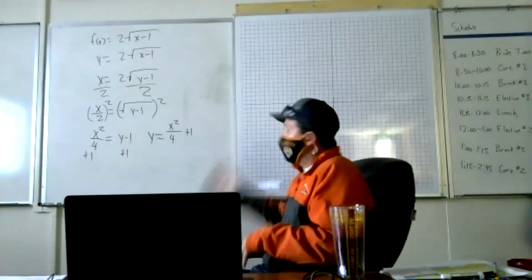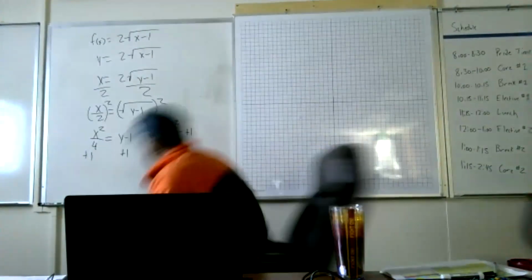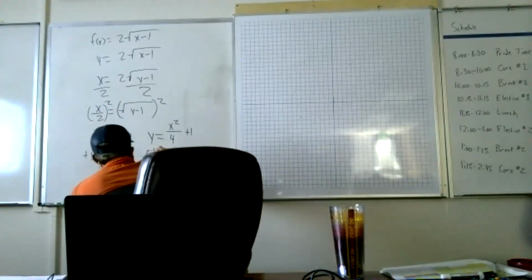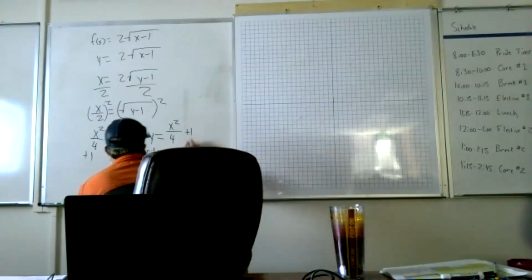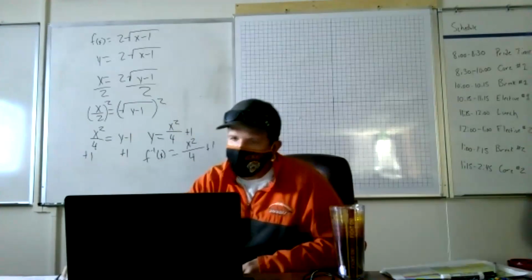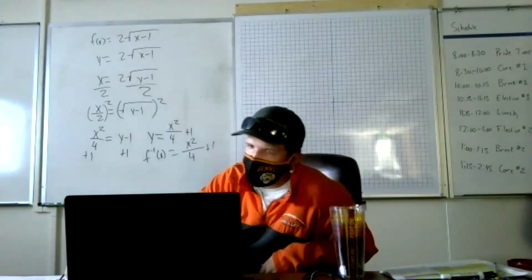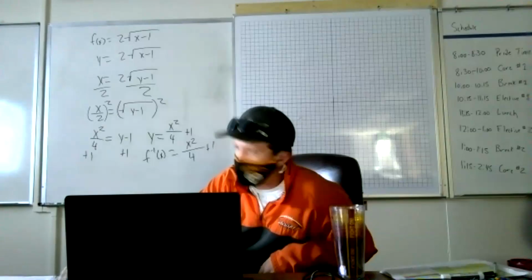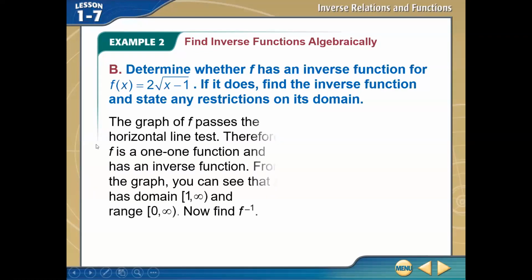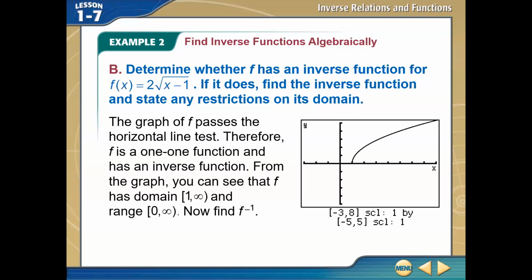Okay, so that is my inverse equation. Oh, I didn't finish it off. Last step is we've got to write it as f inverse of x is equal to x squared over 4 plus 1. Doesn't materially change the question. It's just that final step because we're in function notation and they want us to put it as f inverse. So we did pass the horizontal line test.